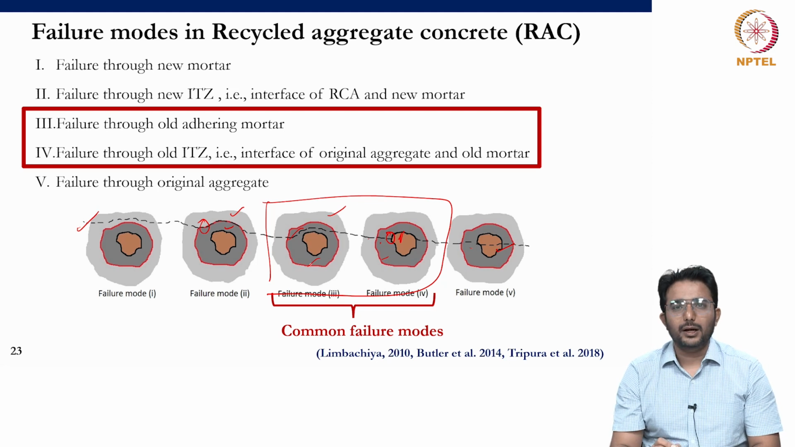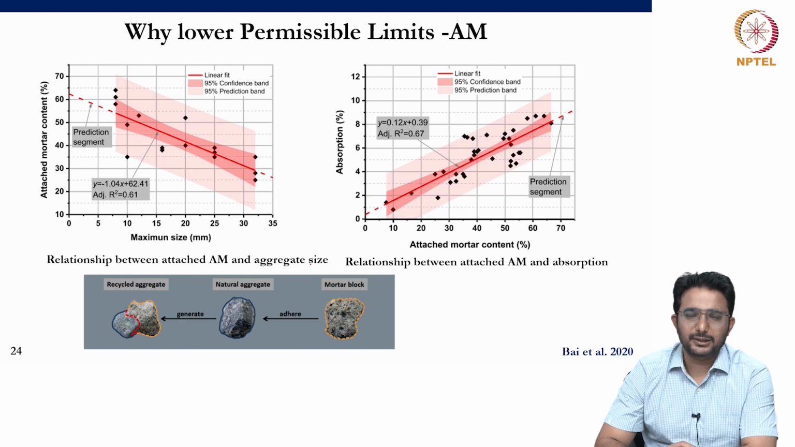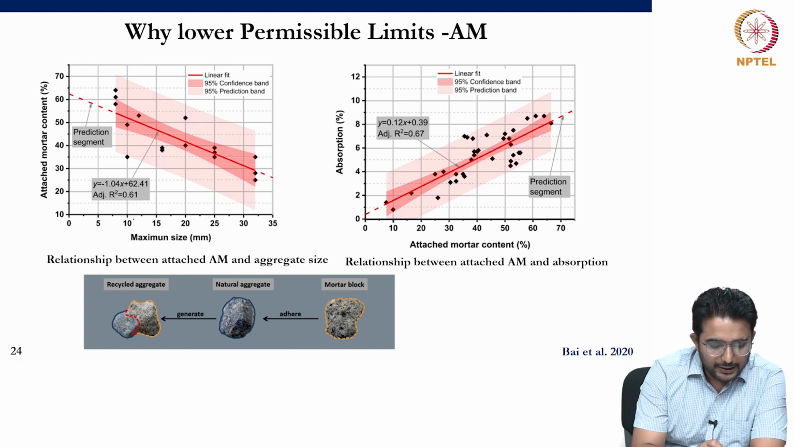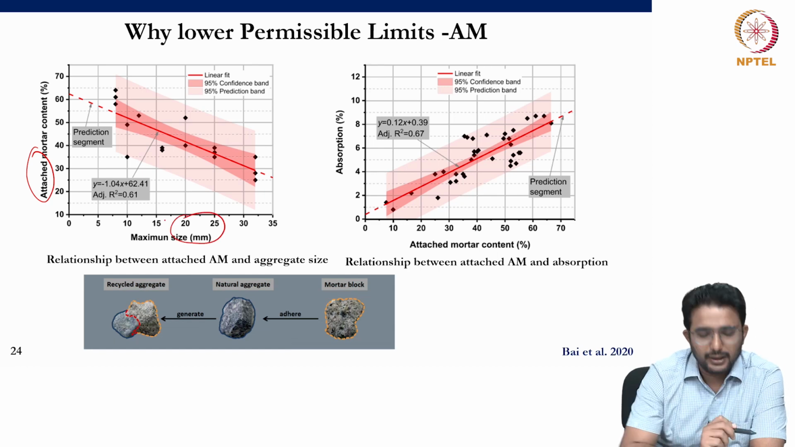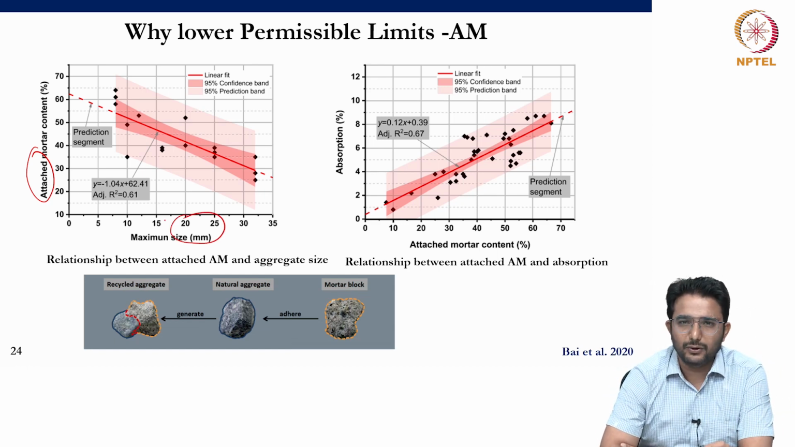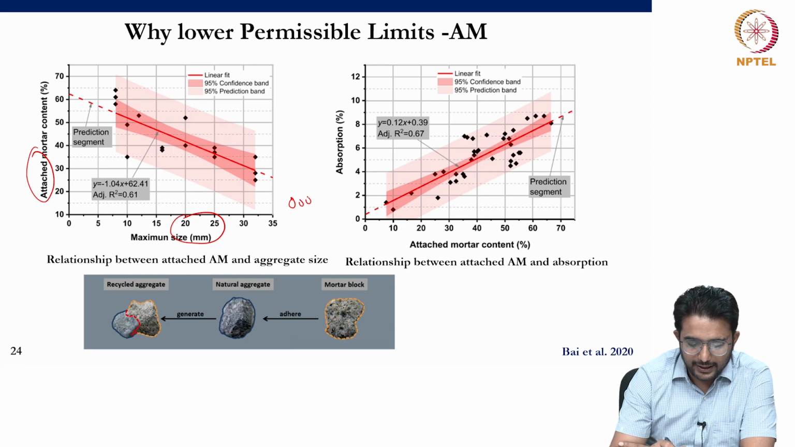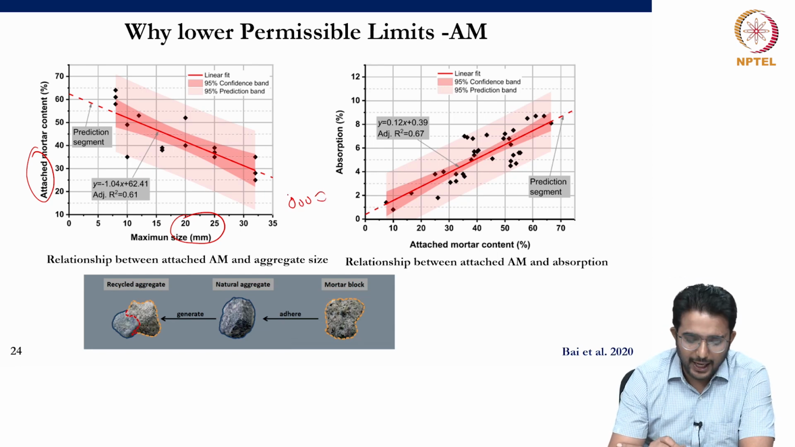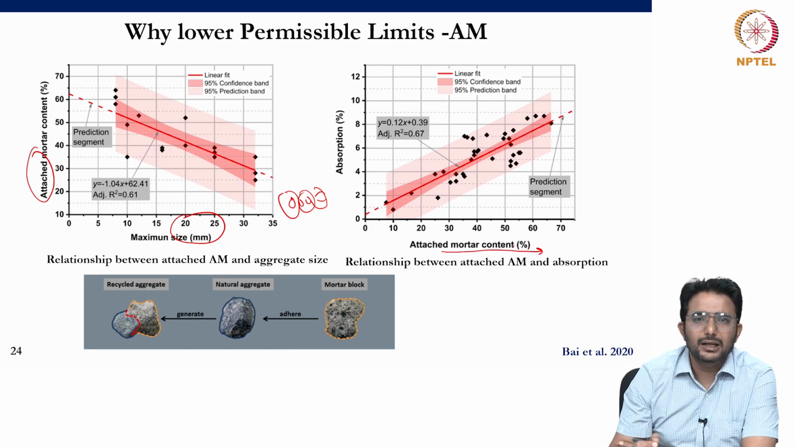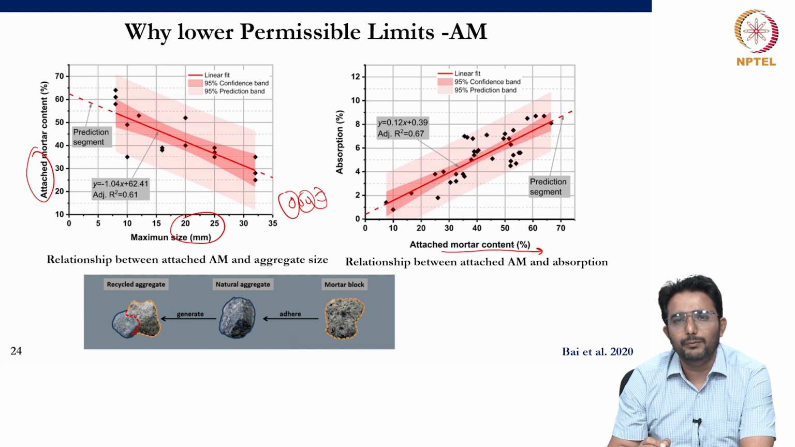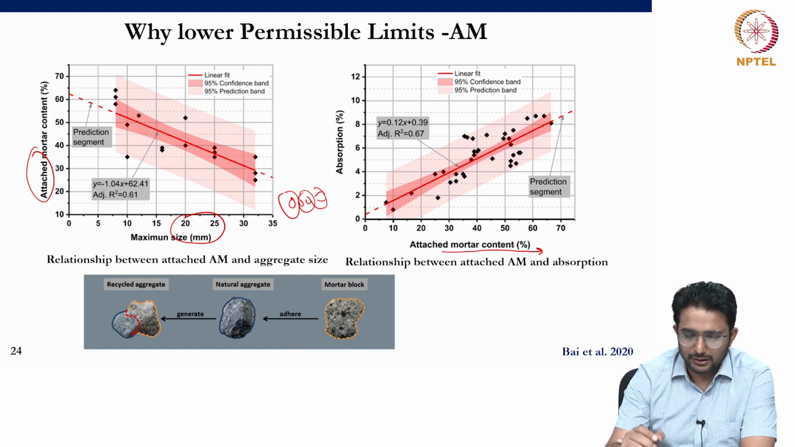So this added mortar content depends upon numerous parameters. So let's see what these parameters are. The first thing is that the added mortar content decreases with the increase in the size of the aggregate. So obviously when we have small size aggregates, it has more surface area, and then obviously the added mortar content will also be higher. So as the added mortar content increases, we see the properties of the aggregates significantly reduce.